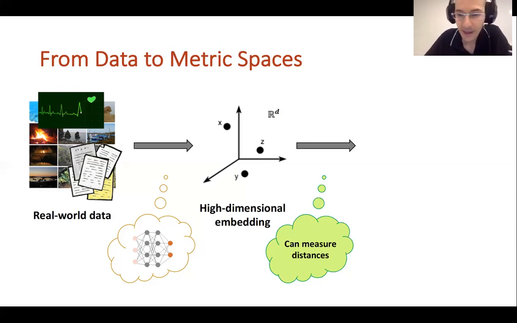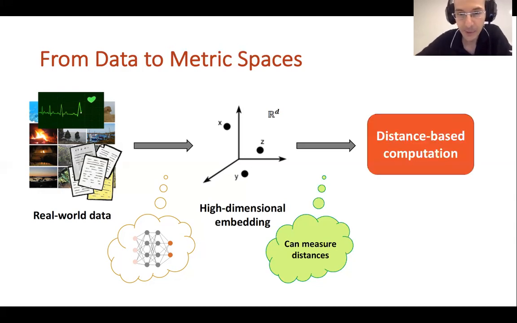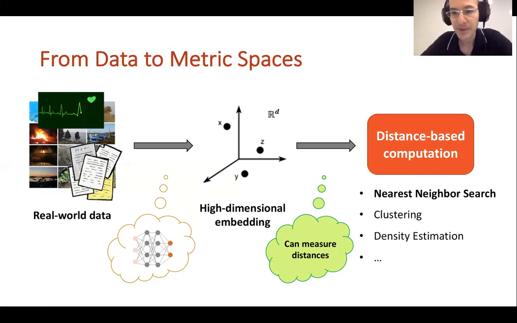And once we have our way to measure distances, we can perform a variety of computations. Some common examples are nearest neighbor search, clustering, density estimation, and there are many more. All of them are problems defined on the distances. And for this talk, I am mainly going to concentrate on nearest neighbor search, which is the following problem.